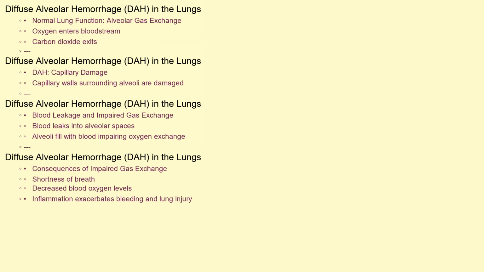Let's understand what is happening in the lungs. Normally, the alveoli are where oxygen exchange happens, allowing oxygen to enter the bloodstream and carbon dioxide to exit. In DAH, the walls of the capillaries surrounding the alveoli are damaged. This damage causes blood to leak into the alveolar spaces. This filling of the alveoli with blood impairs oxygen exchange, leading to shortness of breath and a decrease in blood oxygen levels. The inflammation associated with the underlying cause also contributes to the lung injury and exacerbates the bleeding.